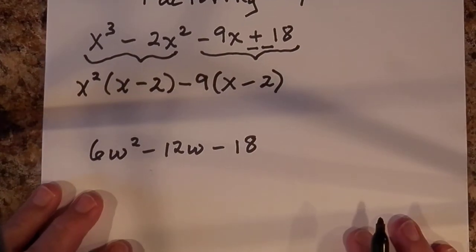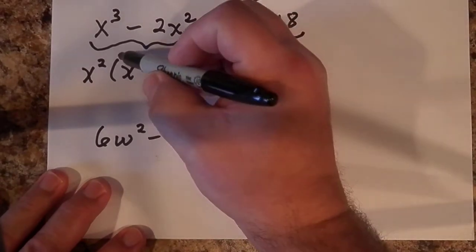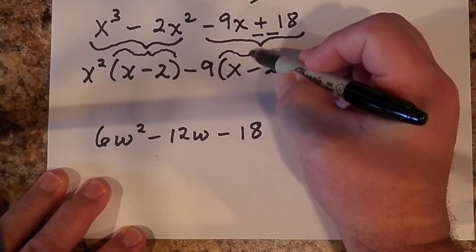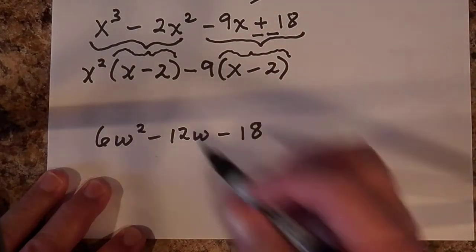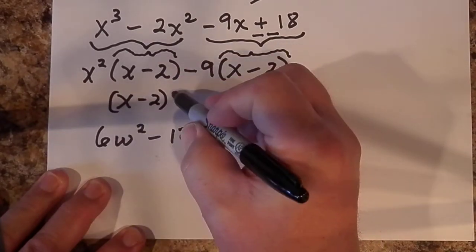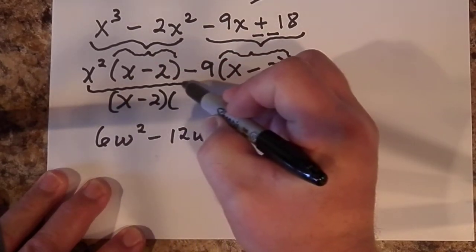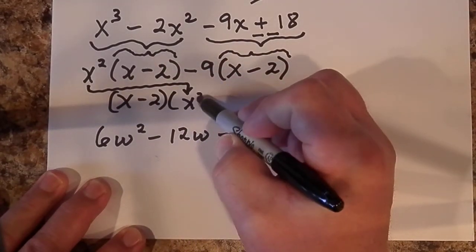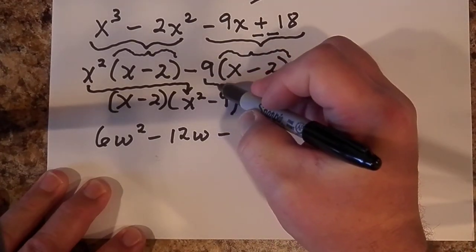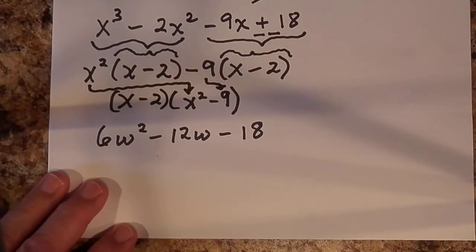Now this was strategic because we can now see that each of these 2 new larger terms has a common x minus 2, which I can now factor out, and that leaves x squared minus 9. Since I did one arrow, I might as well do both. Well, as it turns out, we're not quite done factoring yet.